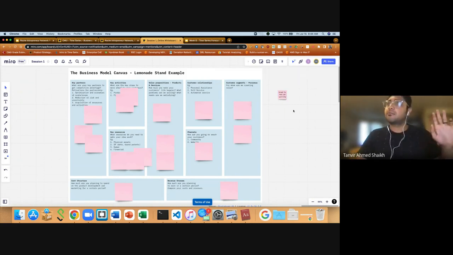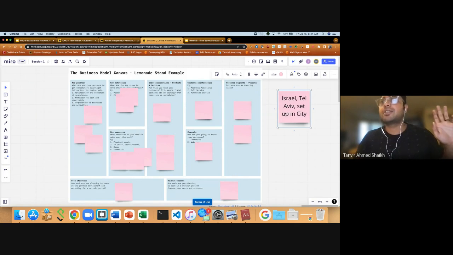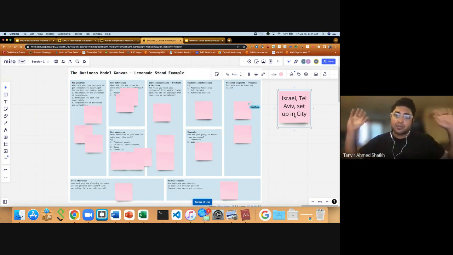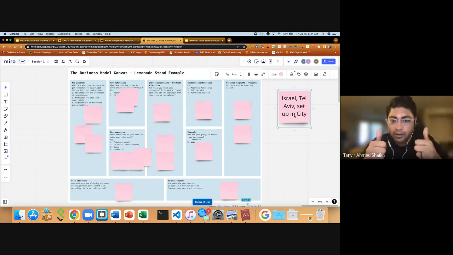Okay, so now we have to think around this. We are going to start a business in Tel Aviv and set it up in the city. And I'm thinking, let's do a downtown where there are high rises, people come to work, all of that, so there's a lot of footfall. Awesome. Great location. Thank you so much for picking that for the team.